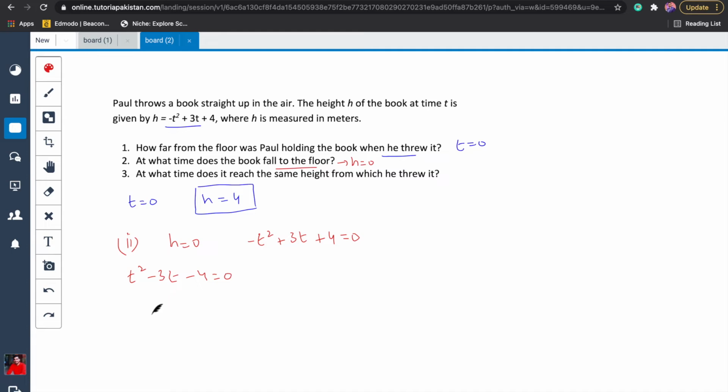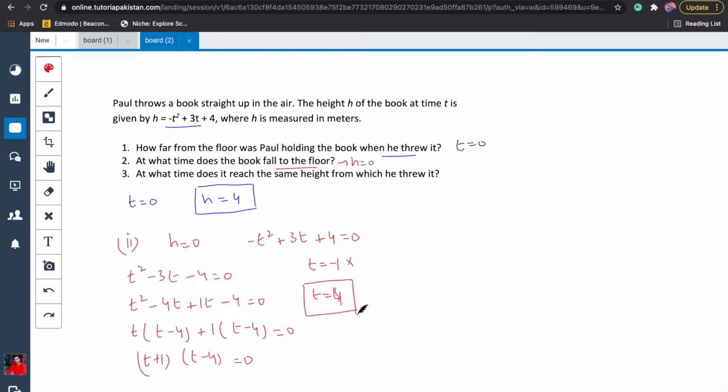You have to do the middle term breaking. We will get t square minus 4t plus 1t minus 4 equals 0. Let's take t common and factorize: t minus 4 plus 1 here, t minus 4 equals 0. Our factors are t plus 1 and t minus 4 equals 0. So t equals minus 1 or t equals 4. You know time can't be negative, so you will have to reject this answer. Our answer is t equals 4.